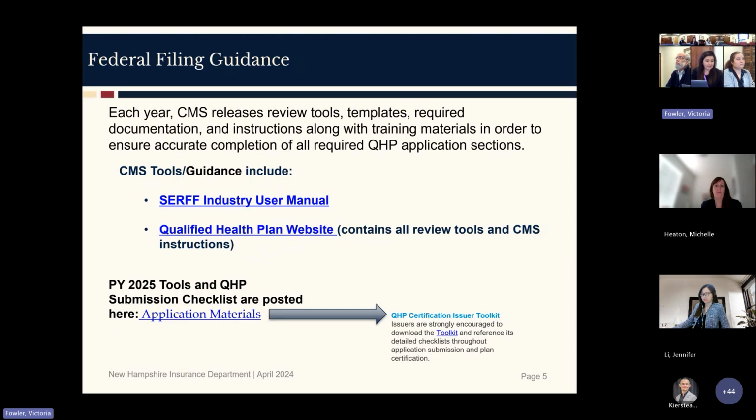Federal filing guidance. The CMS tools and guidance is found on this slide with links and information for issuers to submit QHP applications. CMS encourages issuers to download the toolkit and follow the checklist information during the application and plan certification process.